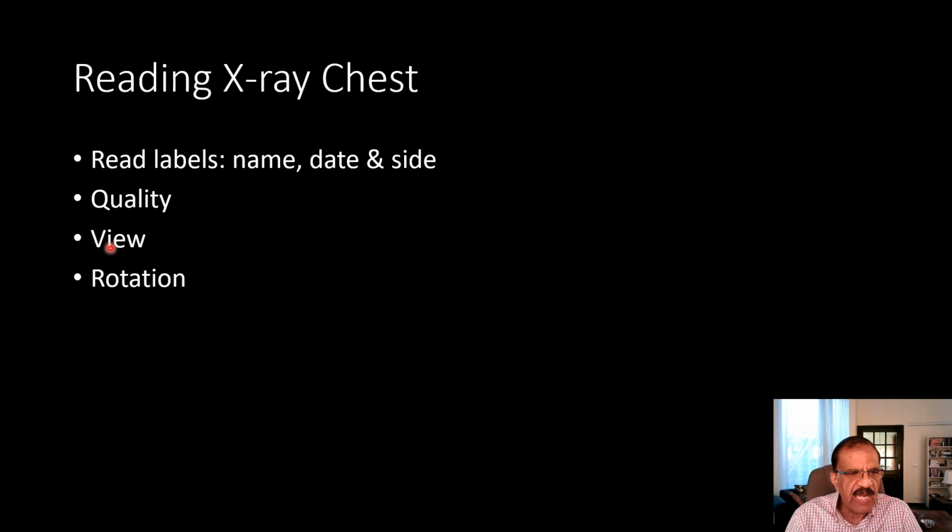Then we need to know the view. Is it PA or AP? In some cases you will have lateral films also, and in some cases you would have oblique views. They will be labeled. And rotation. Now this is another thing which we want to make sure before we comment on the position of various normal structures in the chest. We need to make sure that the patient is not rotated. And in the next slide, I will show you what I mean by rotation.